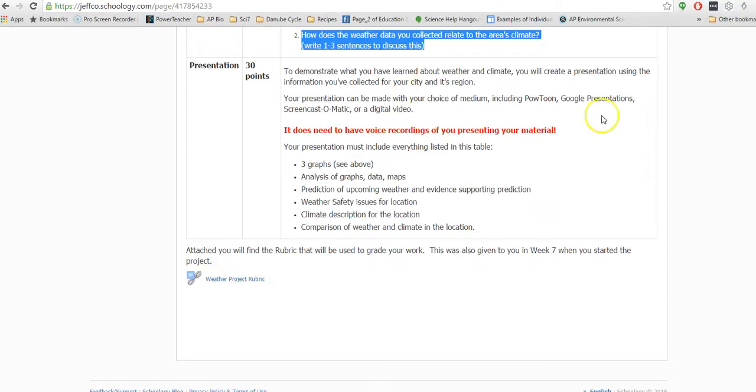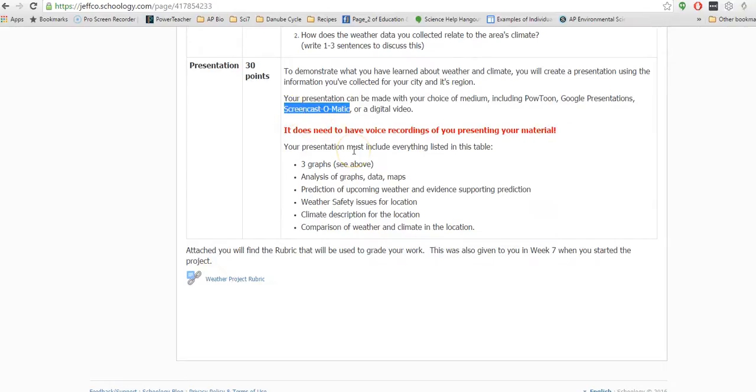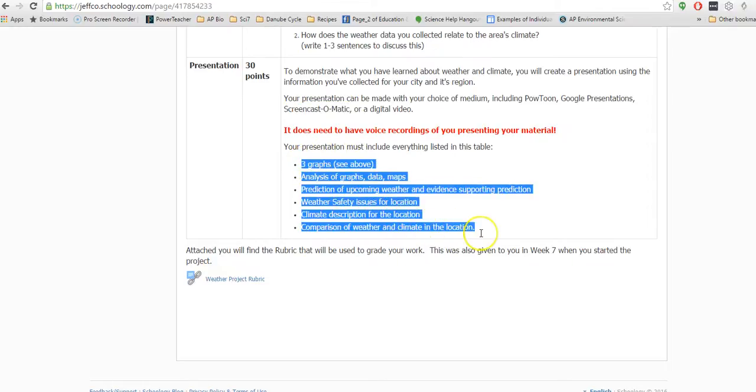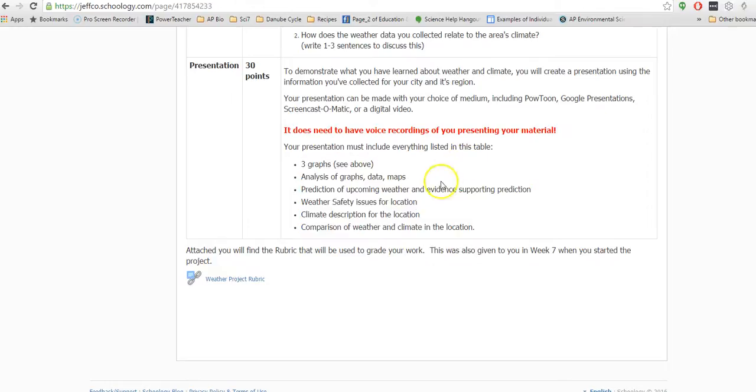You can use Google Presentations. You could use Powtoon. If you use Powtoon or any other video, you need to use a microphone, and I know that many of you have these because you do things for Mrs. Hutzel with the microphone. You could use Screencast-O-Matic and use your microphone there. You could use your phone and record it and put that recording of you talking about things into any of these presentations. Okay, but for your presentation, I've listed everything here that you need to have.